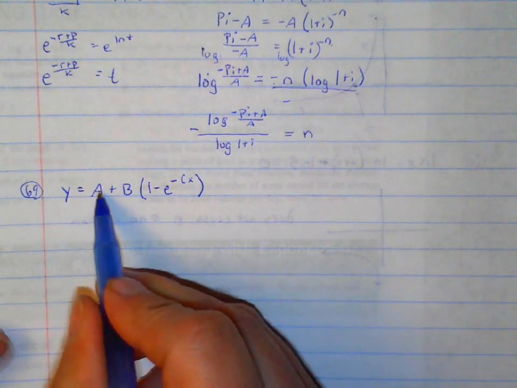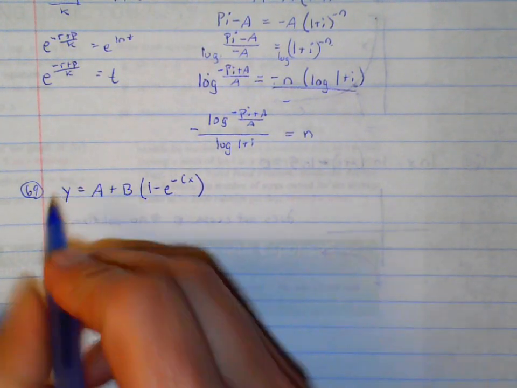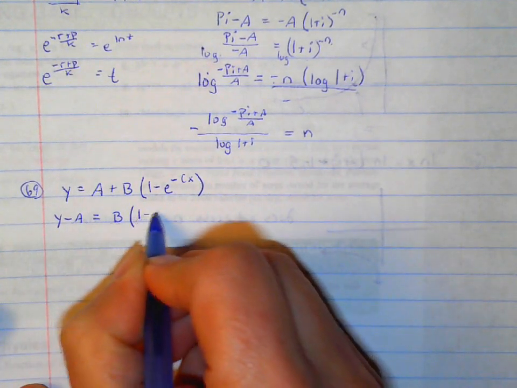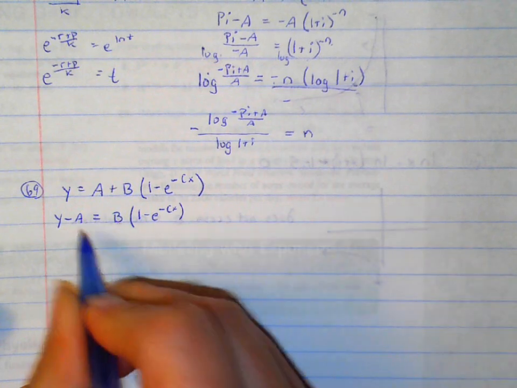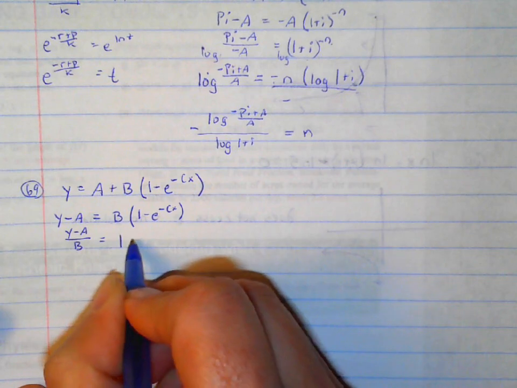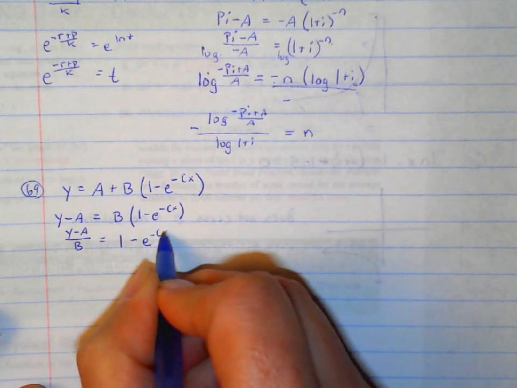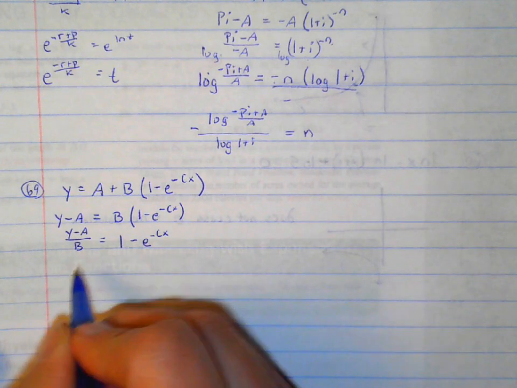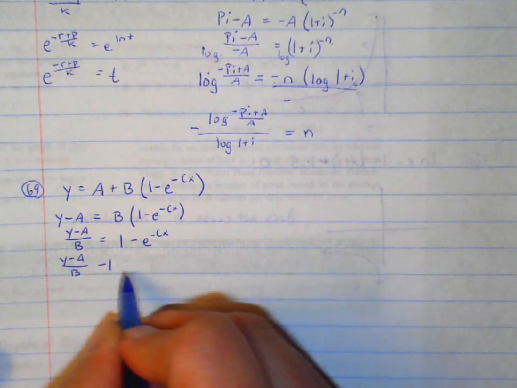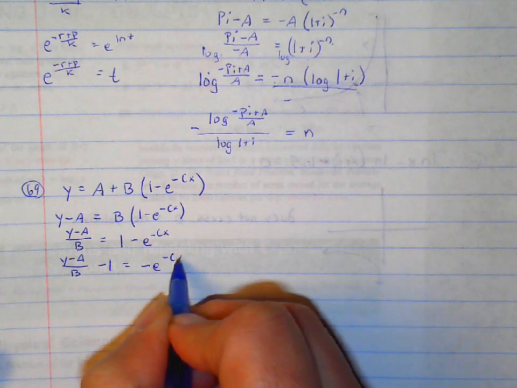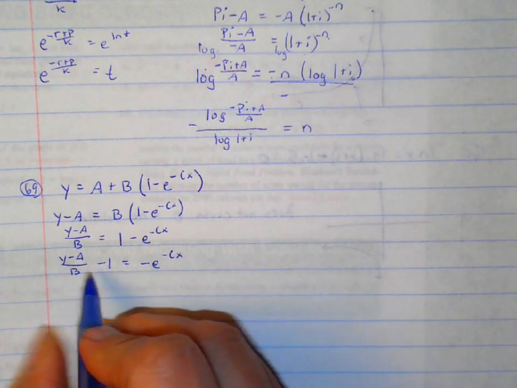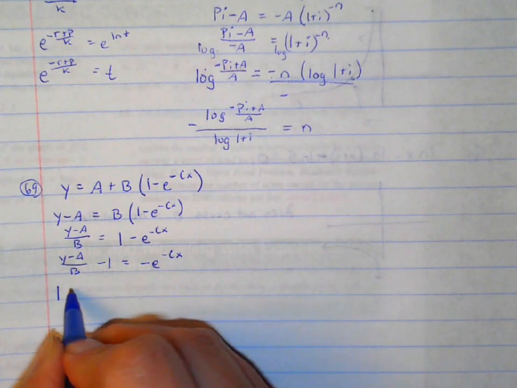69, I'm going to get rid of this stuff first. So I'm going to subtract the a. I'm going to divide by the b. I'm going to get rid of your 1. So I'm going to subtract the 1. I'm going to get rid of this negative here. That makes that a positive 1 and a minus of this stuff.